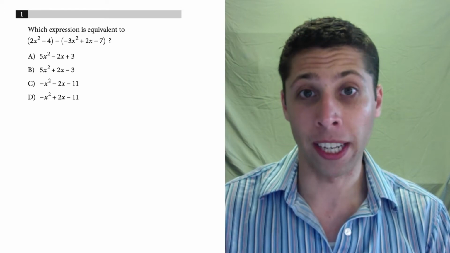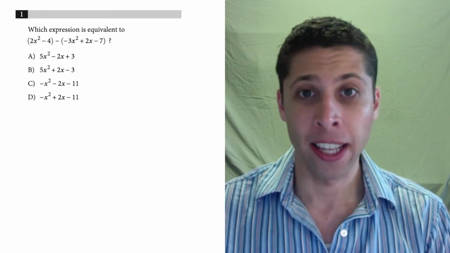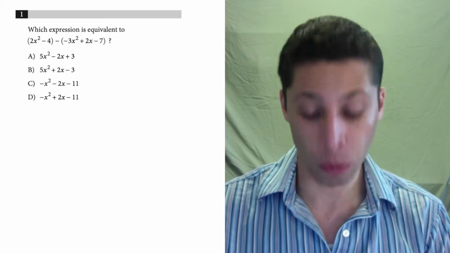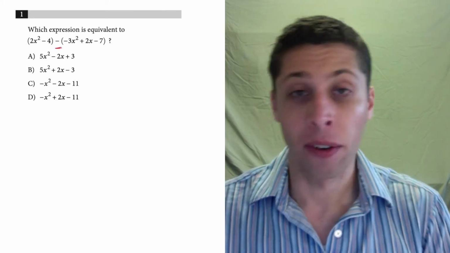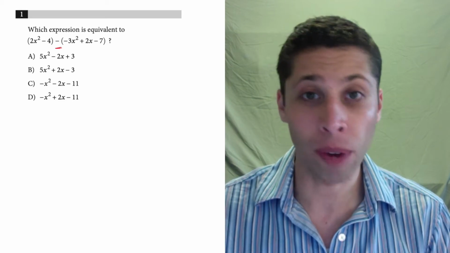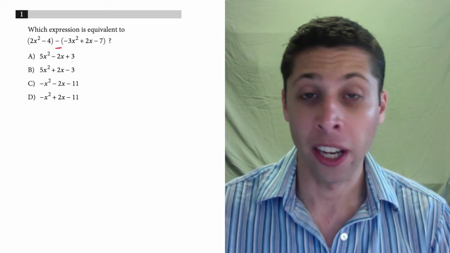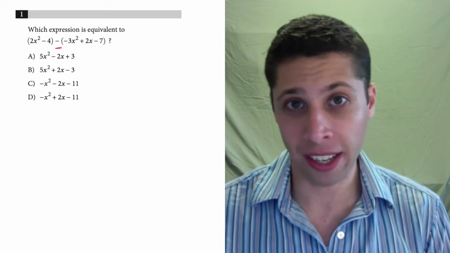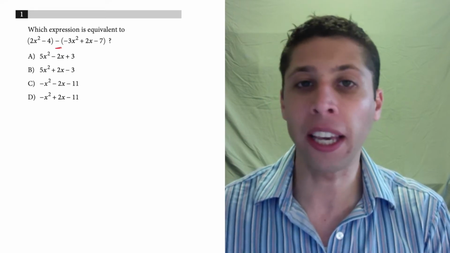For number one, it should be pretty obvious right off the bat that the most important thing you're going to need to worry about is this negative right in between these two terms. This question is just testing whether or not you can correctly distribute a negative to all parts. So put steps into your process that prevent you from making the most common mistake.